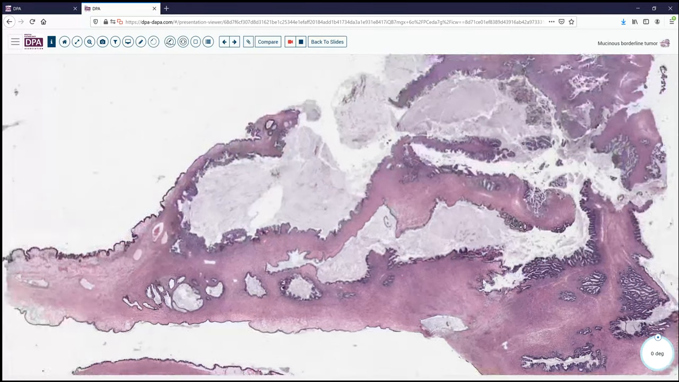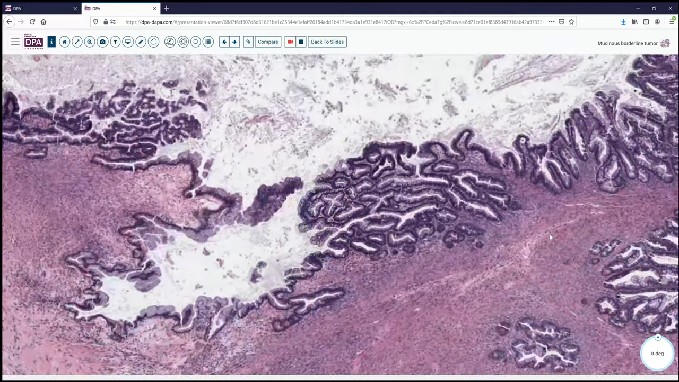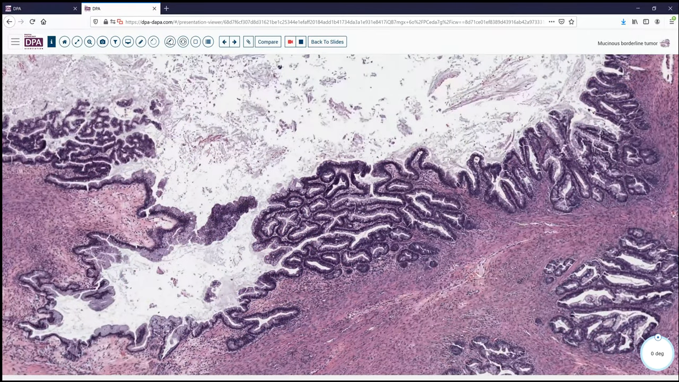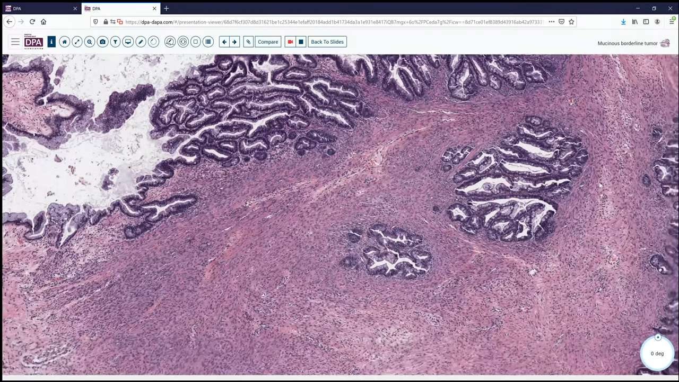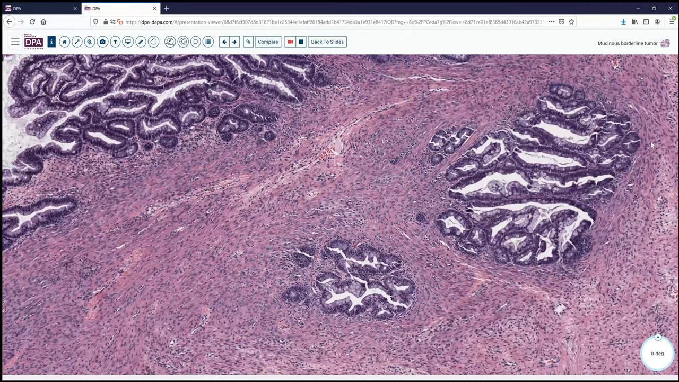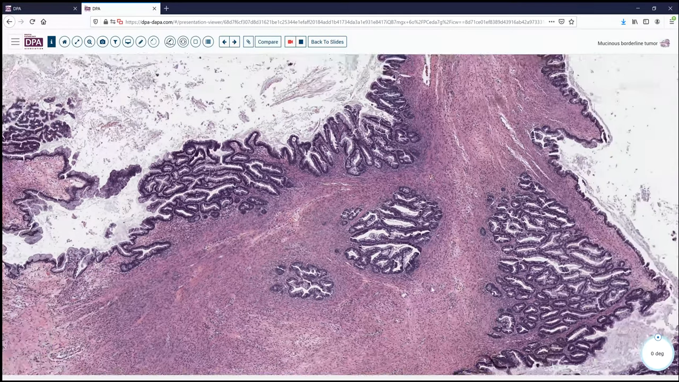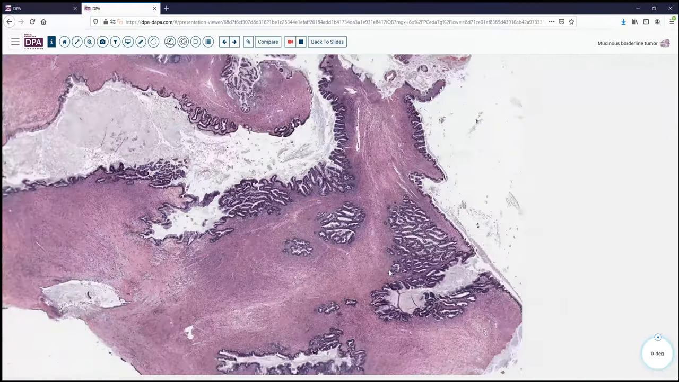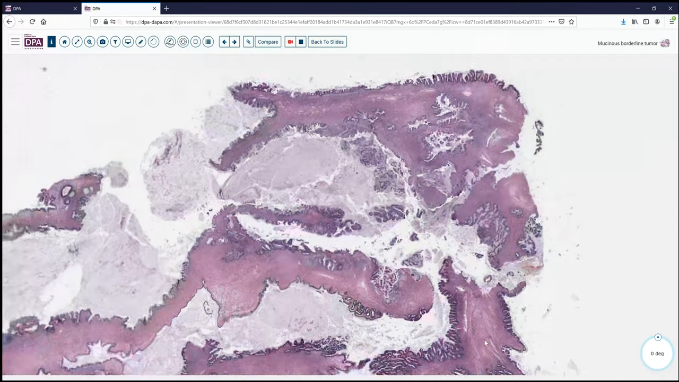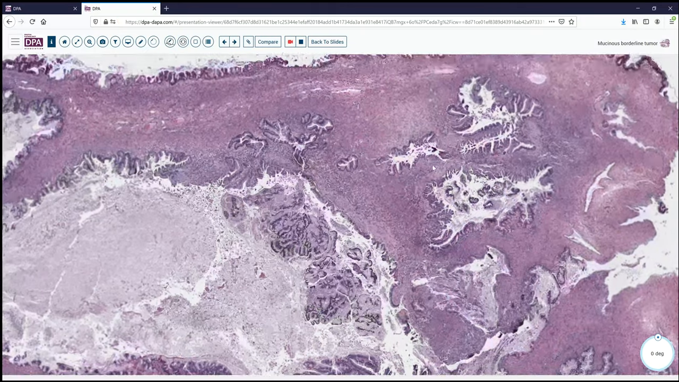Looking at this other fragment here, we will see the more complexity and second order branching to some of these tubular areas. These are not invasive tumor. We can see that they're still subtended by this stromal type of tissue. And so this is just the tip of one of these that we've caught on an angle. So a nice example, again, of a mucinous borderline tumor, this one with an enteric type phenotype.